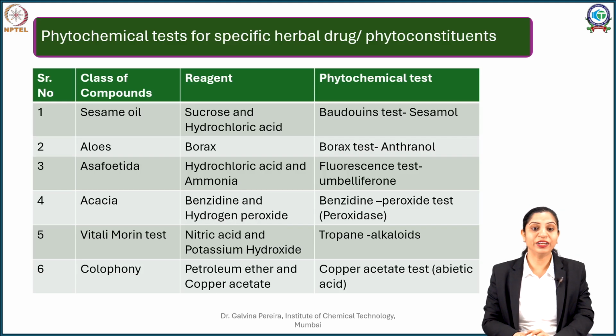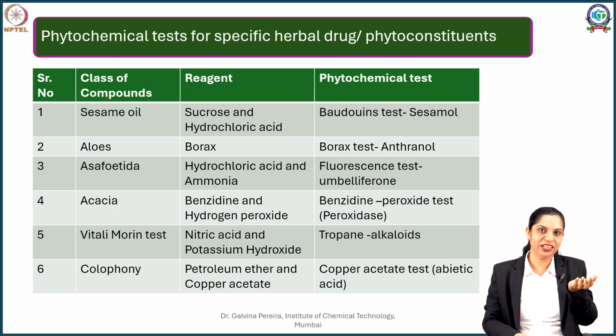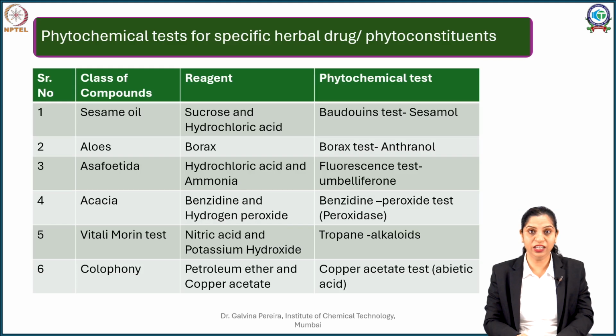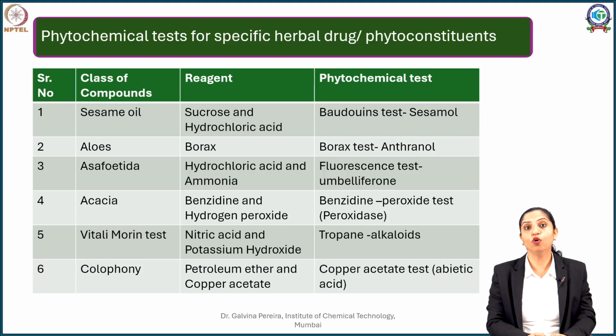Another specific test is your Vitali-Morin test, which is true for tropane alkaloids, especially atropine. In this case, you extract your alkaloids in a suitable solvent and dry it. To that dry residue, you initially add nitric acid and later potassium hydroxide to get a purplish coloration in the residue. Now, the last example I am giving in this case is colophony.